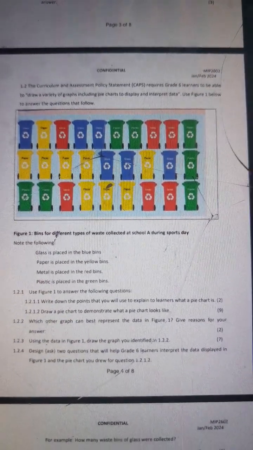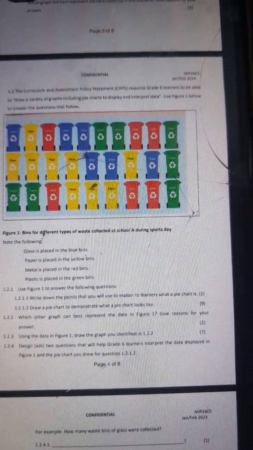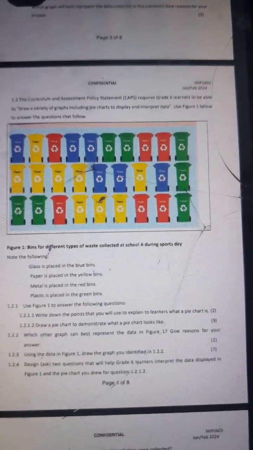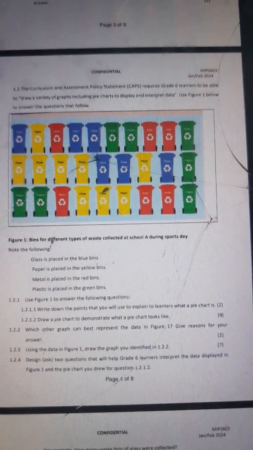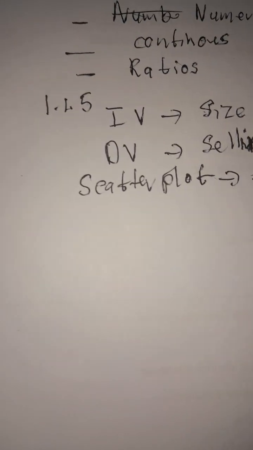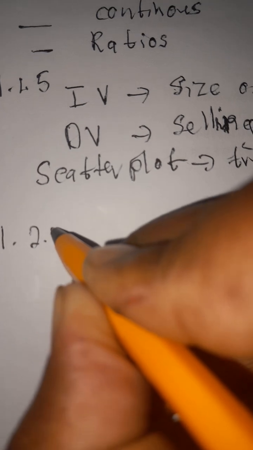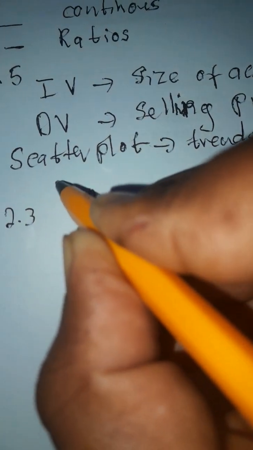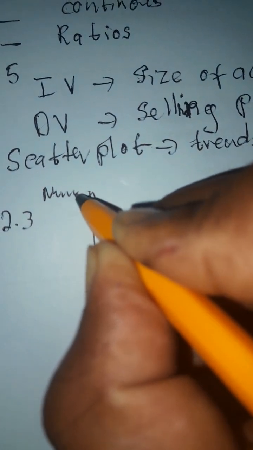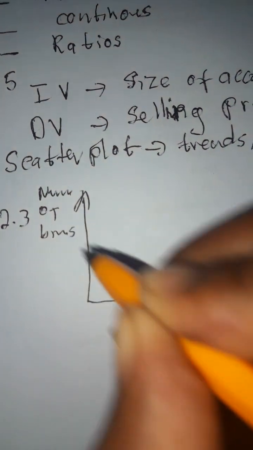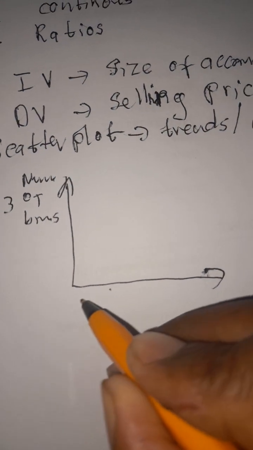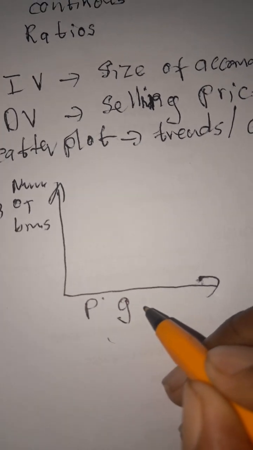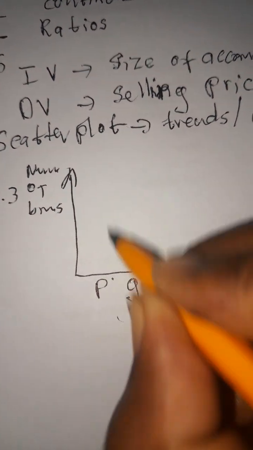Right, at 1.2.2, then use the data in figure one, draw the graph identified. So you will then draw the graph. So on your x-axis, guys, now when you draw, at 1.2.3, when you draw your graph, remember at your axis, these are the number of dustbins that you're going to put. Number of bins. Then here you're going to put your plastic, your glass, your metal, your paper. Then you know the graph.